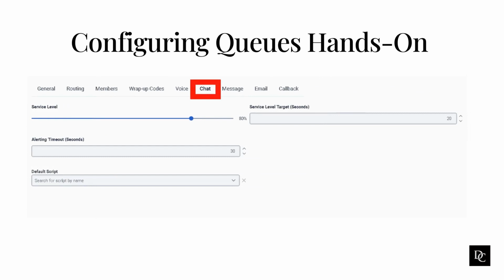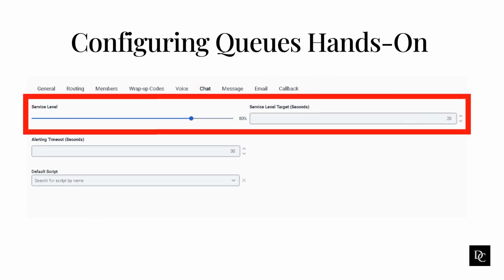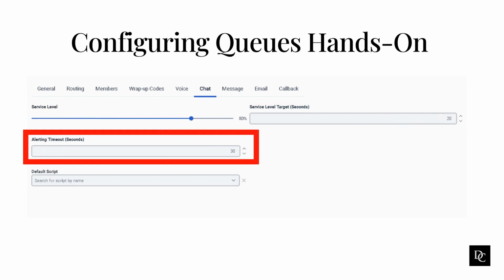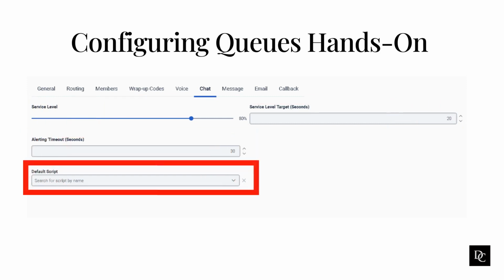If this is a chat queue, there are a few options you can set. Under Service Level, use the slider to select the service level percentages for this channel. Under Service Level Target Seconds, enter the service level target in seconds for this channel. Under Alerting Timeout in seconds, enter the number of seconds for an alert to display before timing out. Under Default Script, optionally select a published script to load.